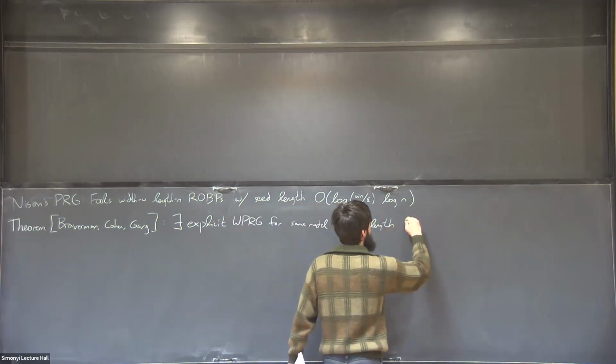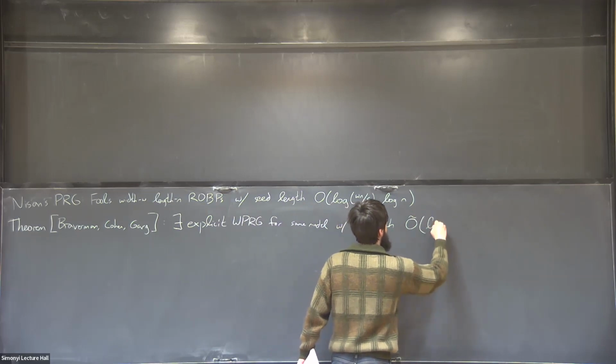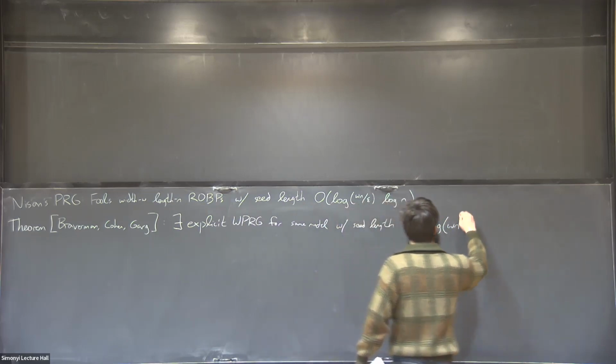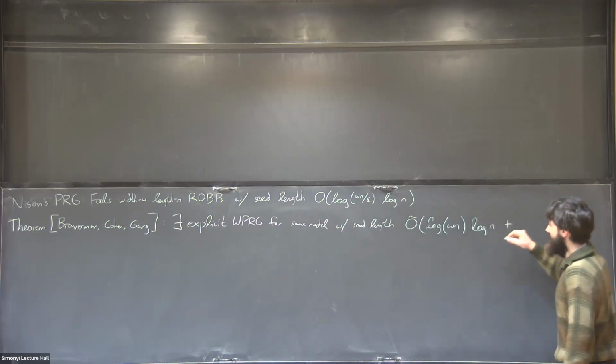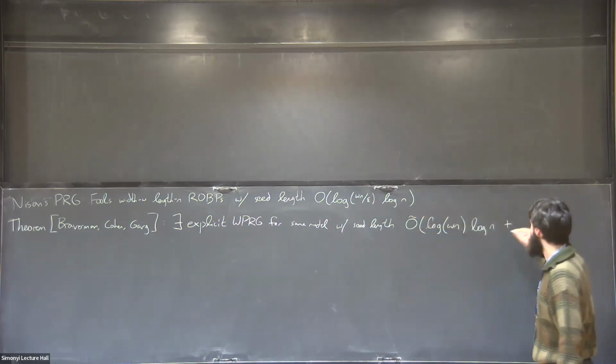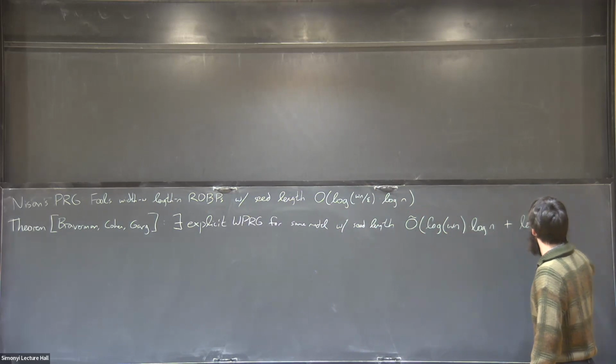And the seed length is, well, we still have this log Wn times log n, but the dependence on epsilon is better. Instead of log 1 over epsilon times log n, we just have log 1 over epsilon.